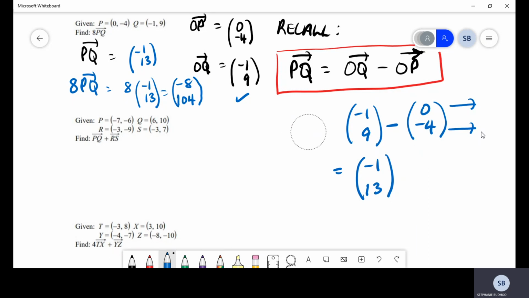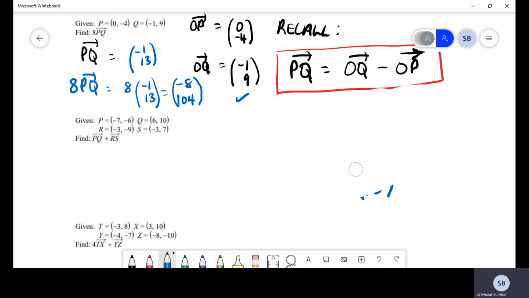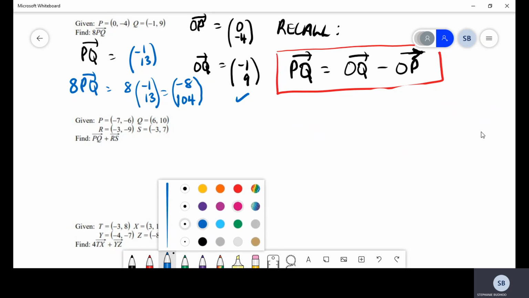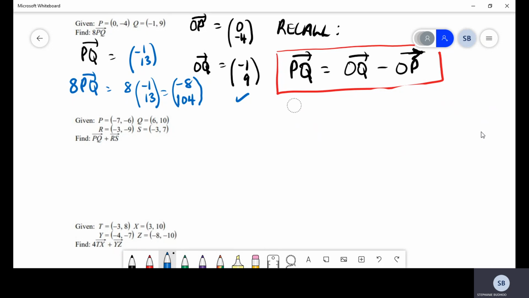So for the second example, they want us to find PQ plus RS. I'm going to leave this up on screen here because we already have PQ. But in this question, we have different values for OQ and different values for OP. So in this question, PQ is going to be equal to OQ subtract OP.